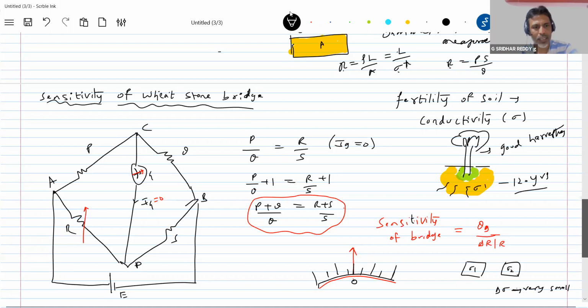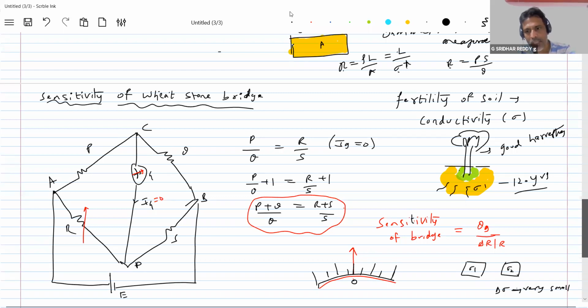So I'll connect some soil. I'll notice the current through the galvanometer. If I bring another soil which has slightly different conductivity, then what happens? The pointer shows very small deflection, so you can say you hardly notice it. Then if you bring some other soil with slightly different conductivity, and the pointer shows a large deflection, then you can say the bridge is more sensitive.